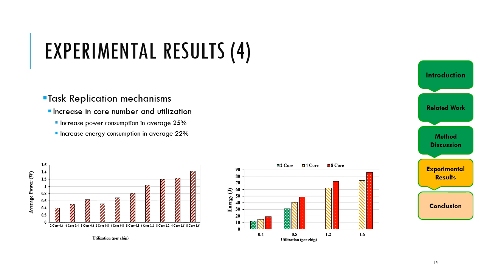It was noted earlier that we have three methods for selecting tasks and frequency of cores: LEF, LPF, and LUF. In our simulations, we choose the best scheme to achieve low power and energy consumption. The charts show the average increase in power consumption is about 25% as the core number and utilization increase, and the average increase in the energy consumption of task replication is about 22% based on the number of cores and utilizations.